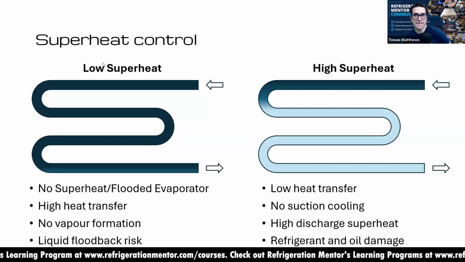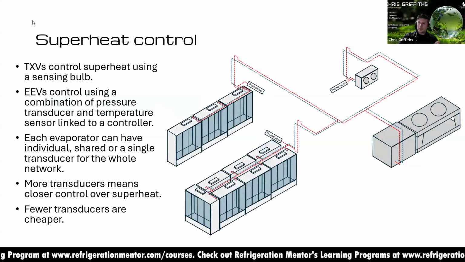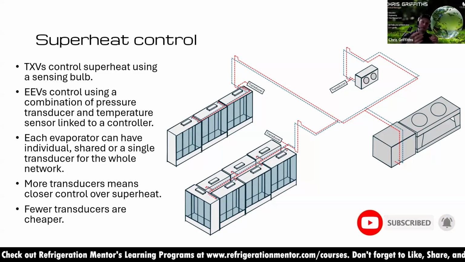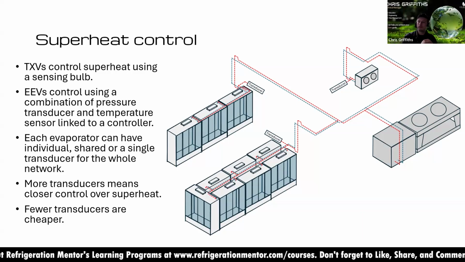Awesome. Thanks, Chris. Good stuff. So when we look at actually controlling superheat, as mentioned, TXVs control that superheat using a sensing bulb, which increases or decreases pressure on a spring inside the valve body, which will open or close to allow more or less refrigerant through. With larger systems and for more close control, we use electronic expansion valves. Most supermarket applications out there will likely use these nowadays.